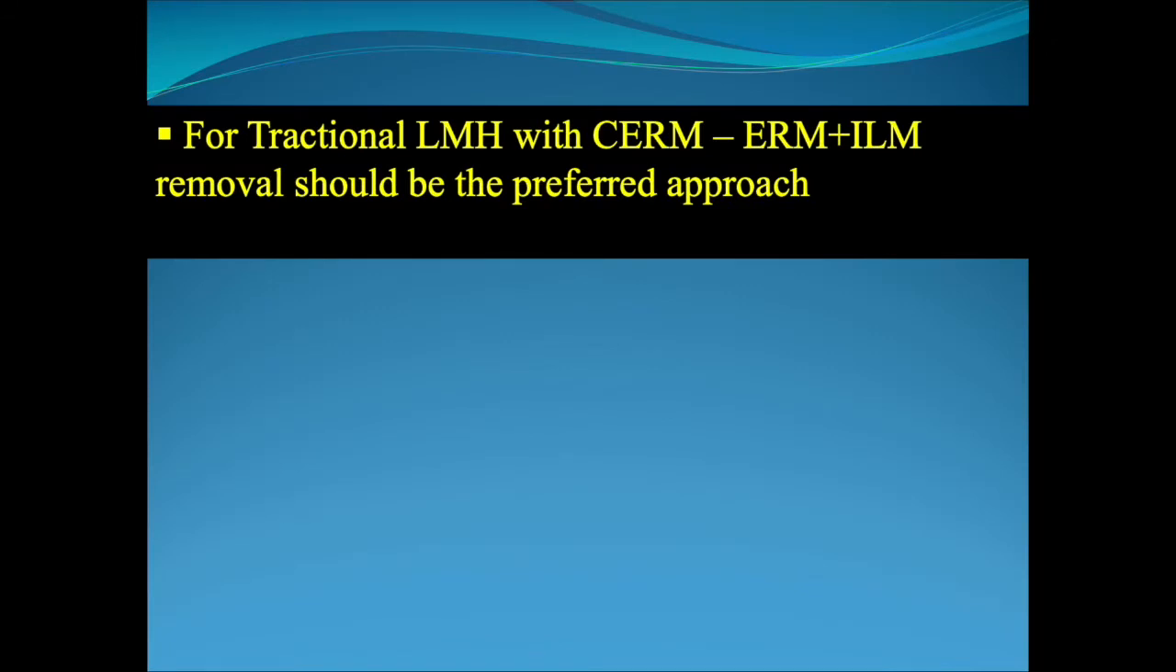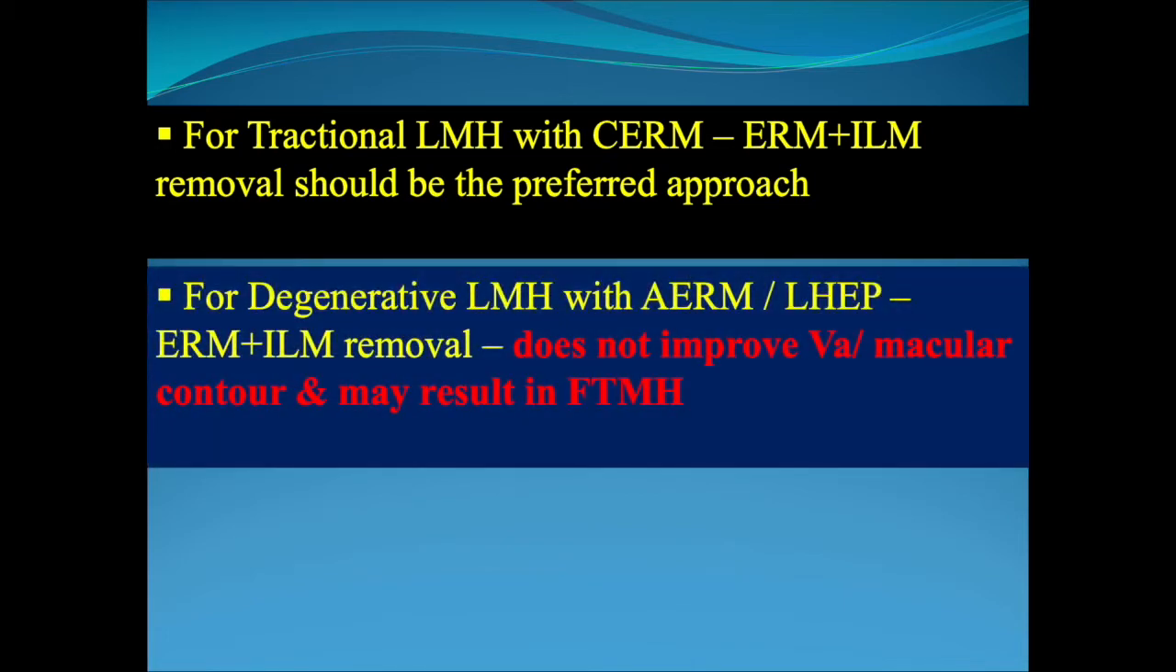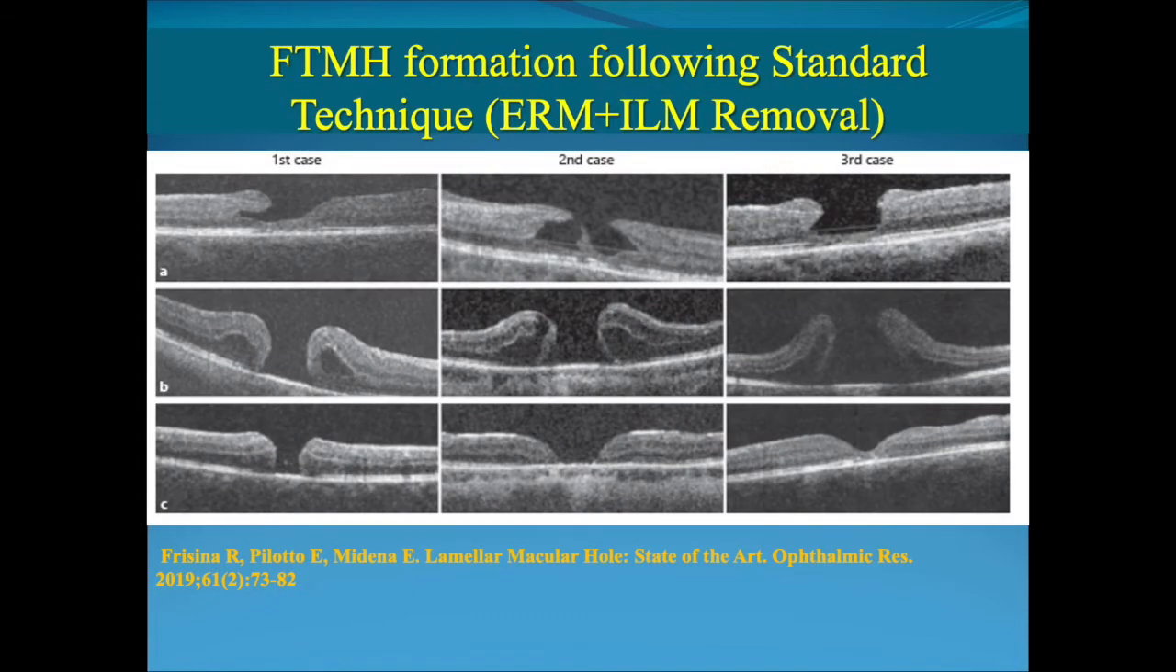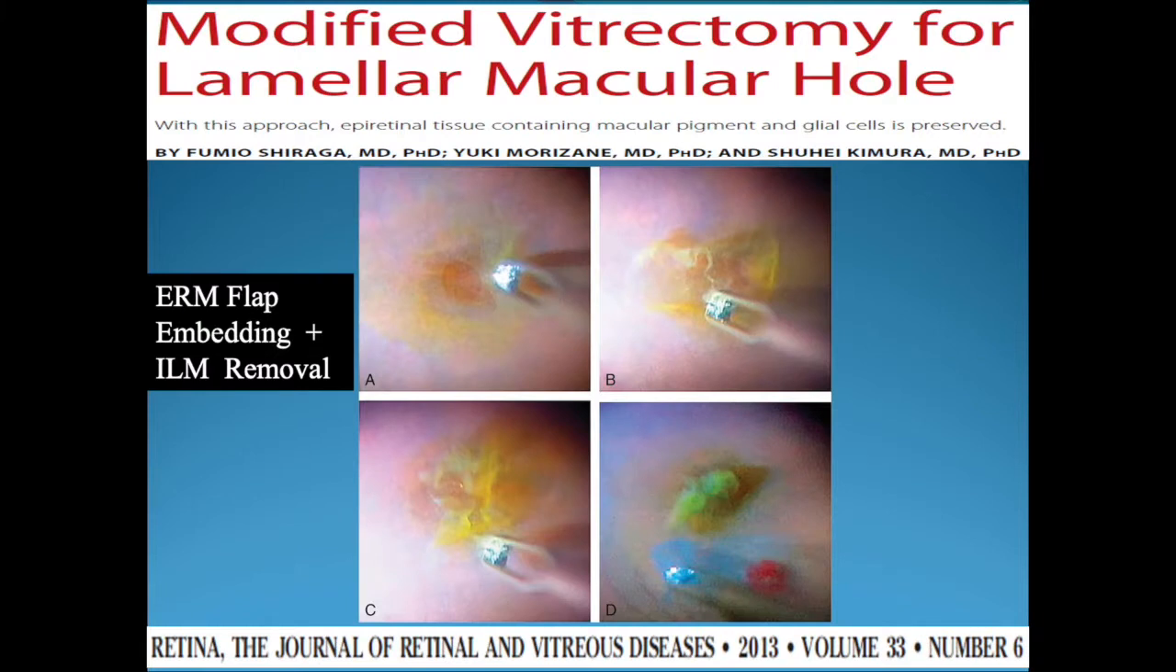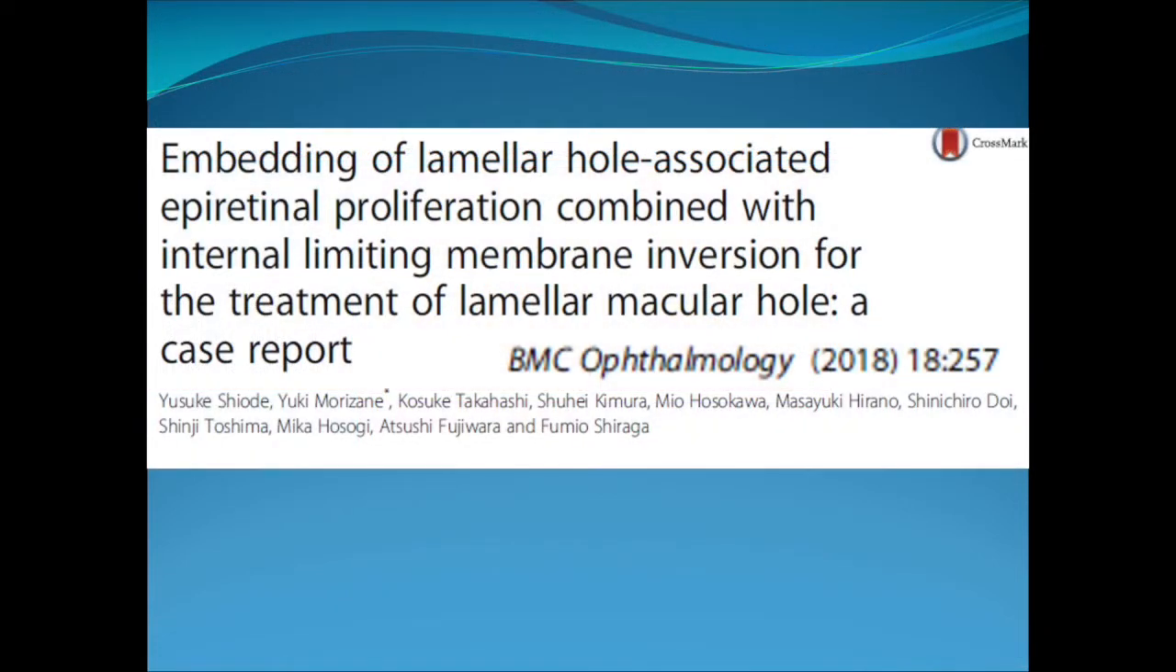Thus, for tractional laminar macular holes with conventional ERM, double membrane peeling should be the preferred approach, whereas for degenerative laminar macular holes with atypical ERM, double peel does not improve visual acuity, and in some cases it may lead to formation of a full thickness macular hole. So there was a need for an alternative technique, which, in the form of LHEP embedding only, was first described by Shiraga et al. And later they followed up with a modification of superior ILM inversion along with LHEP embedding.